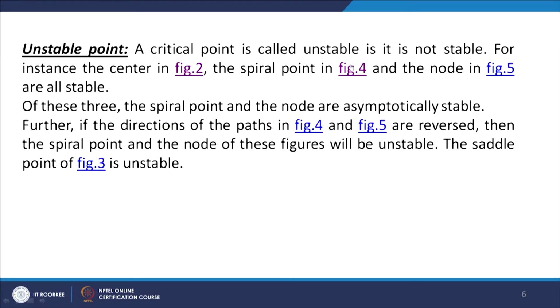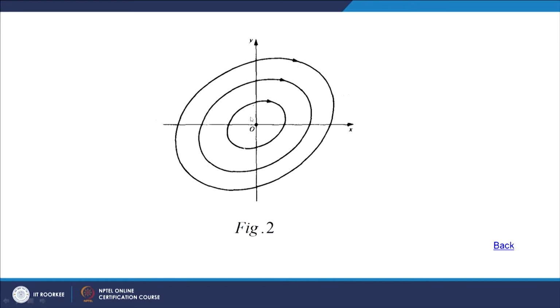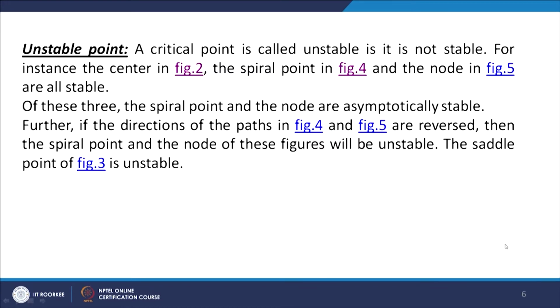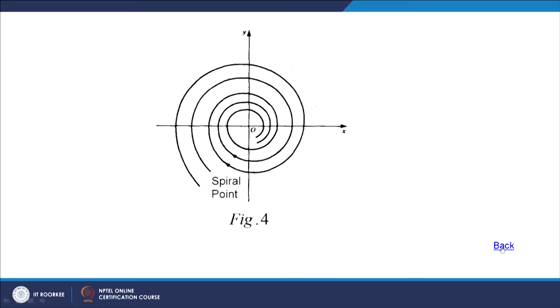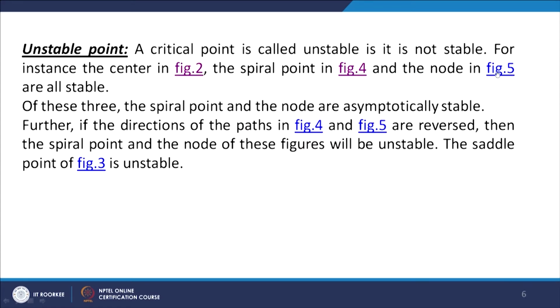Now, a critical point is called unstable if it is not stable. For instance, the center in figure 2, the spiral point in figure 4, and the node in figure 5.